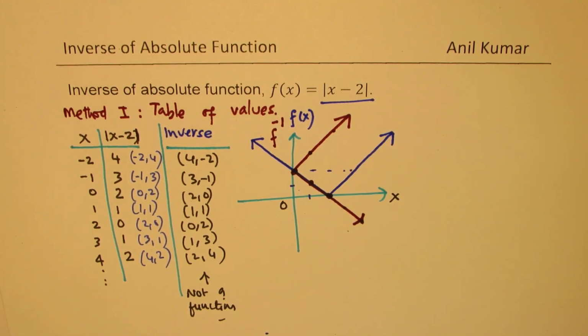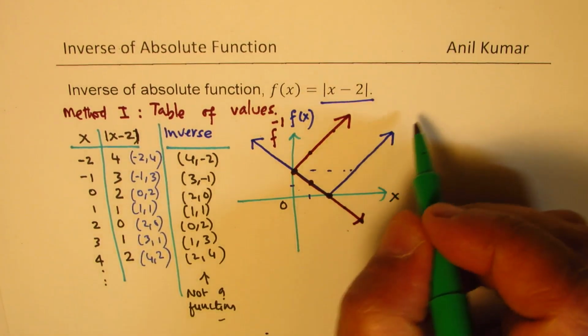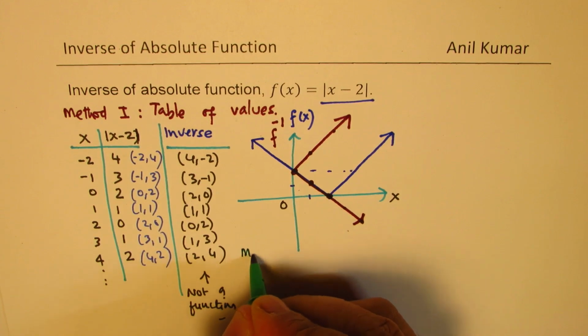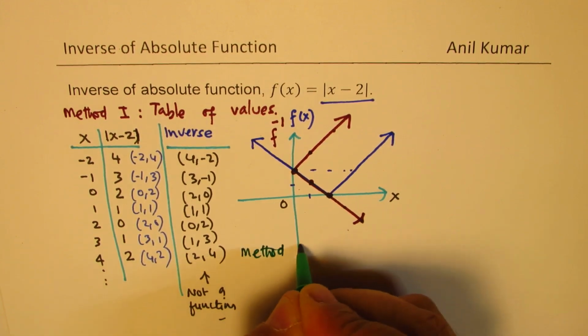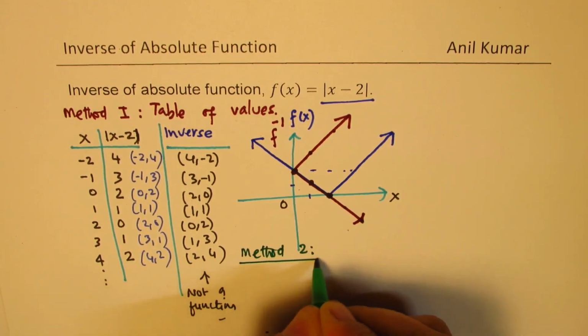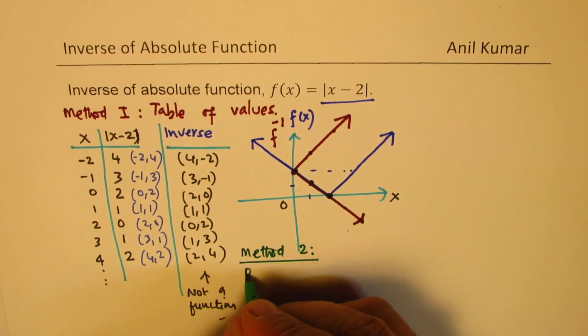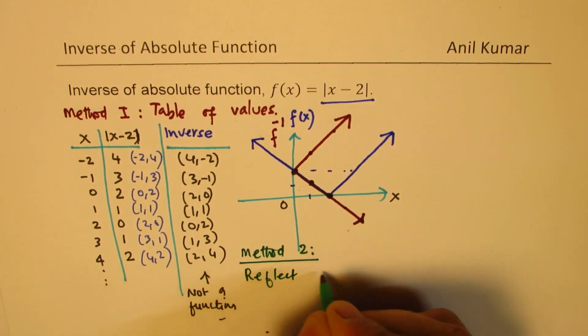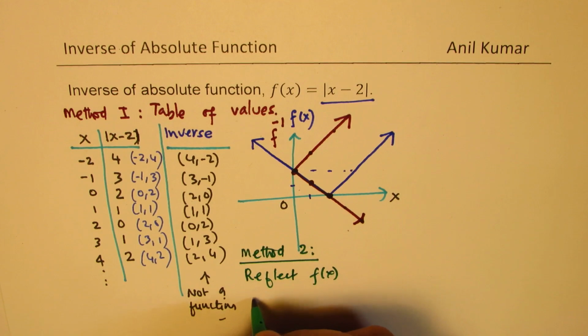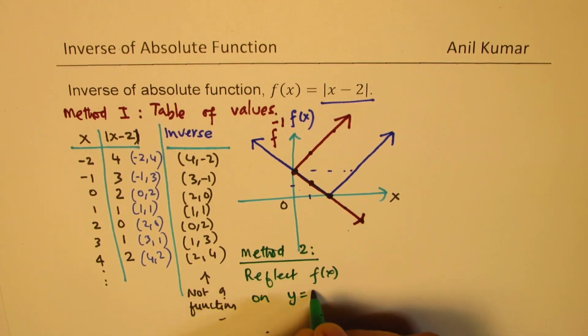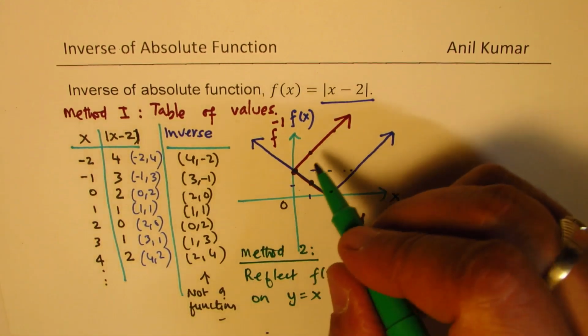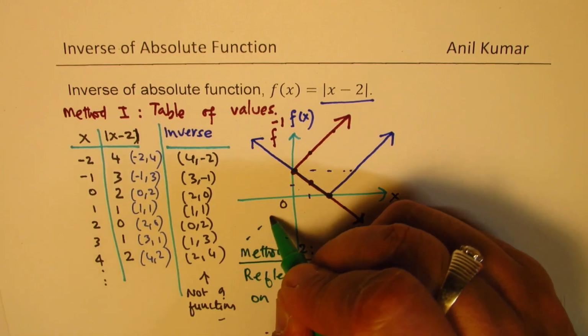The second method here is to reflect. So we'll now use method 2, which is basically to reflect f of x on y equals x. Correct? So let me sketch the line y equals x.